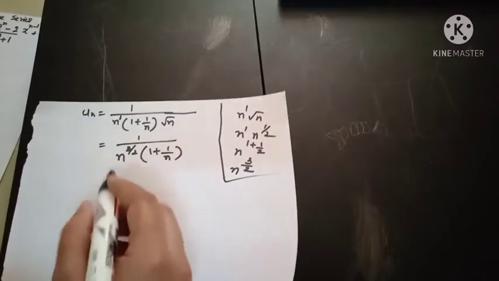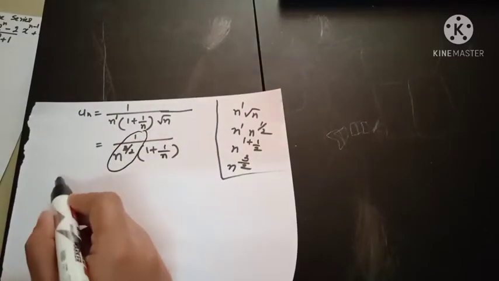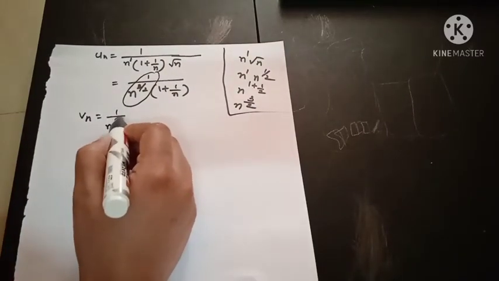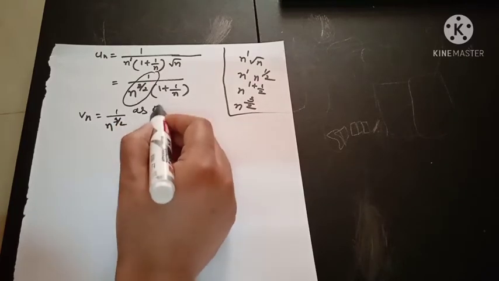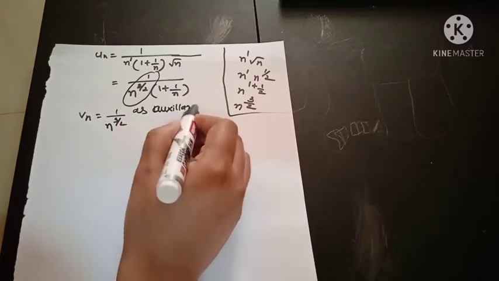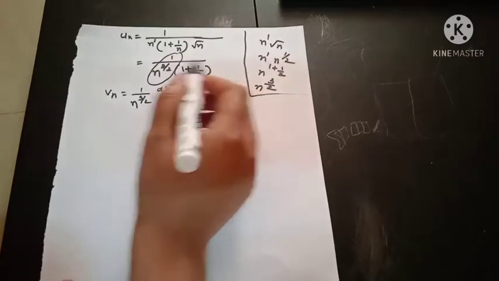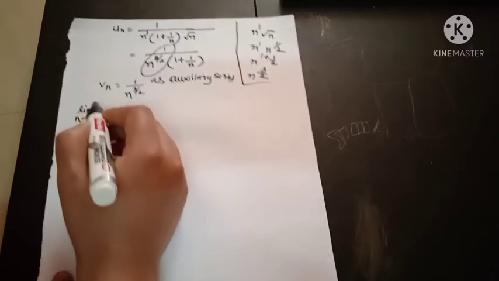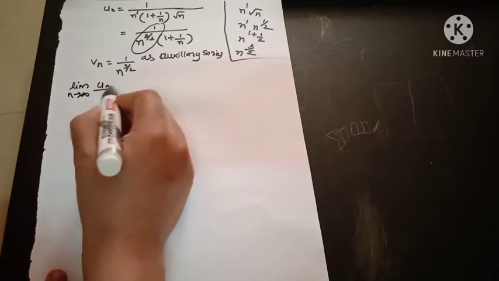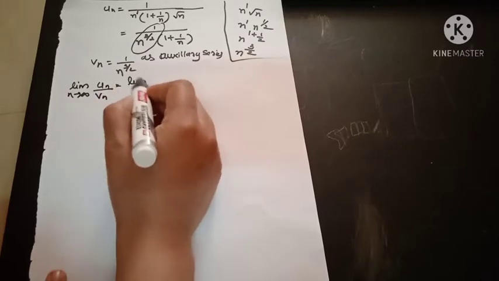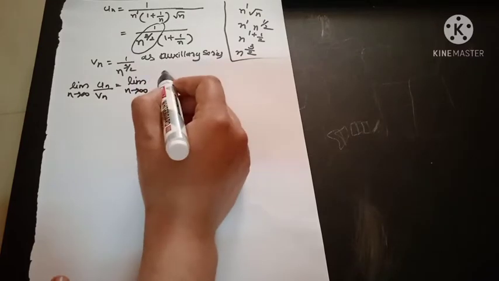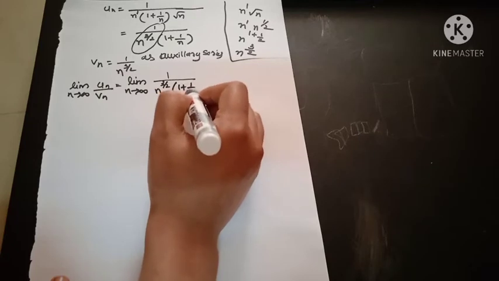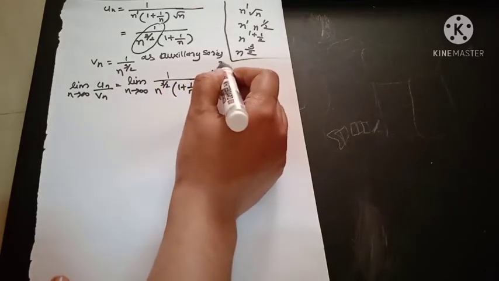So we'll take 1 by n to the power of 2n as an auxiliary series. Vn is equal to 1 by n to the power of 3 by 2 as the auxiliary series, and see what is the value of limit n tends to infinity of un by Vn. This is nothing but limit n tends to infinity, un is 1 upon n to the power of 3 by 2 into 1 plus 1 upon n, divided by n to the power of 3 by 2.